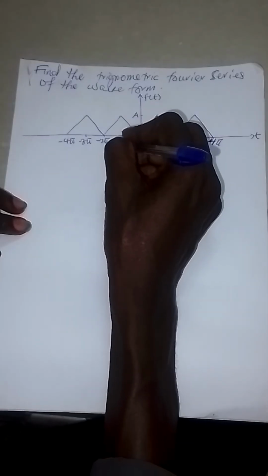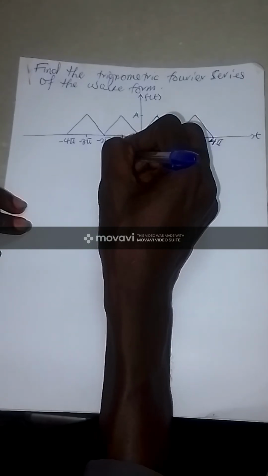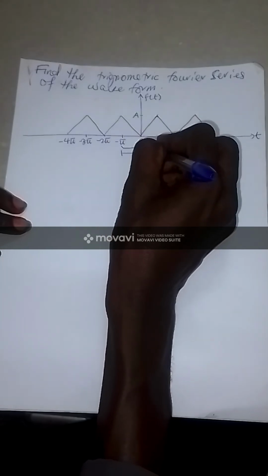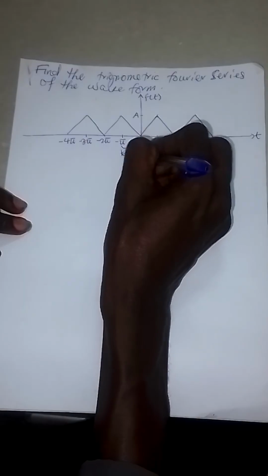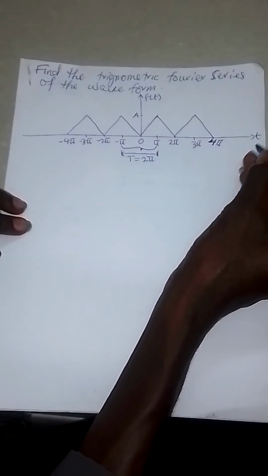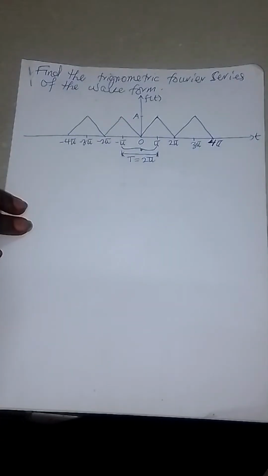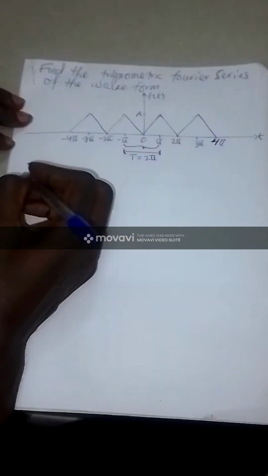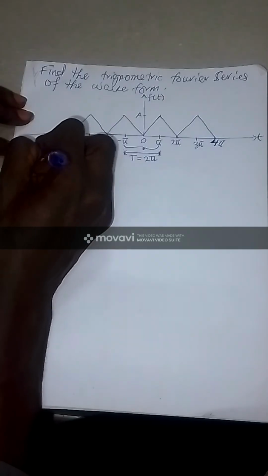So I'll take it from minus pi up to pi. That makes it 2 pi, which is the period of the wave. So T is equal to 2 pi. I'm going to be considering this place and this place. Now in this question, let me write down the period I have taken: T equals 2 pi.